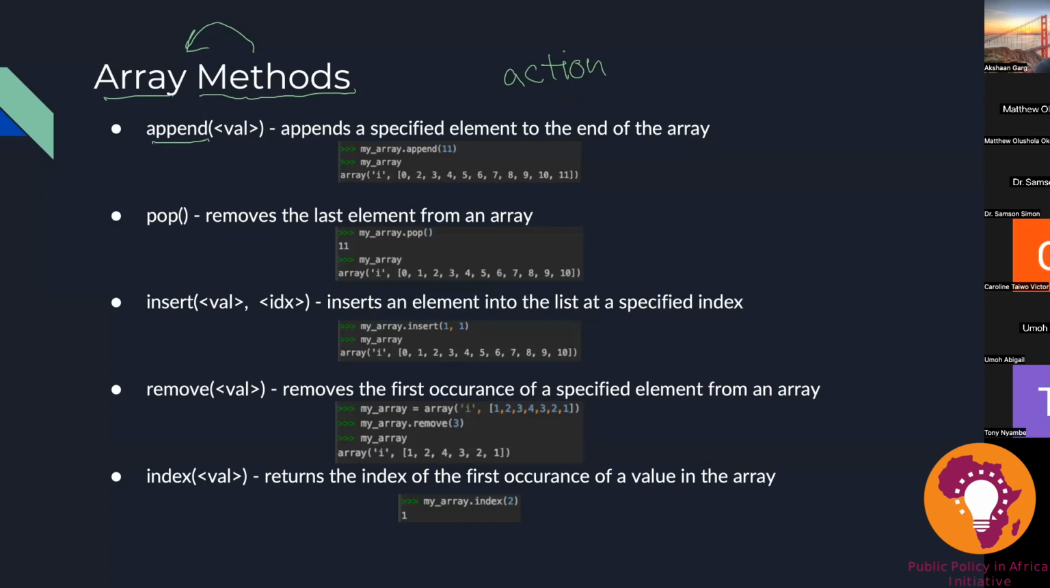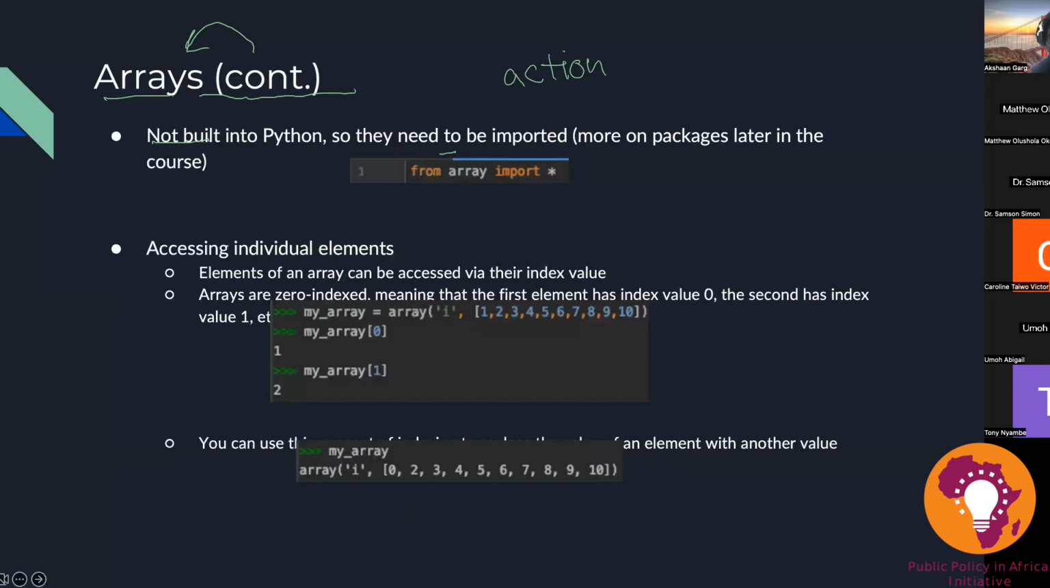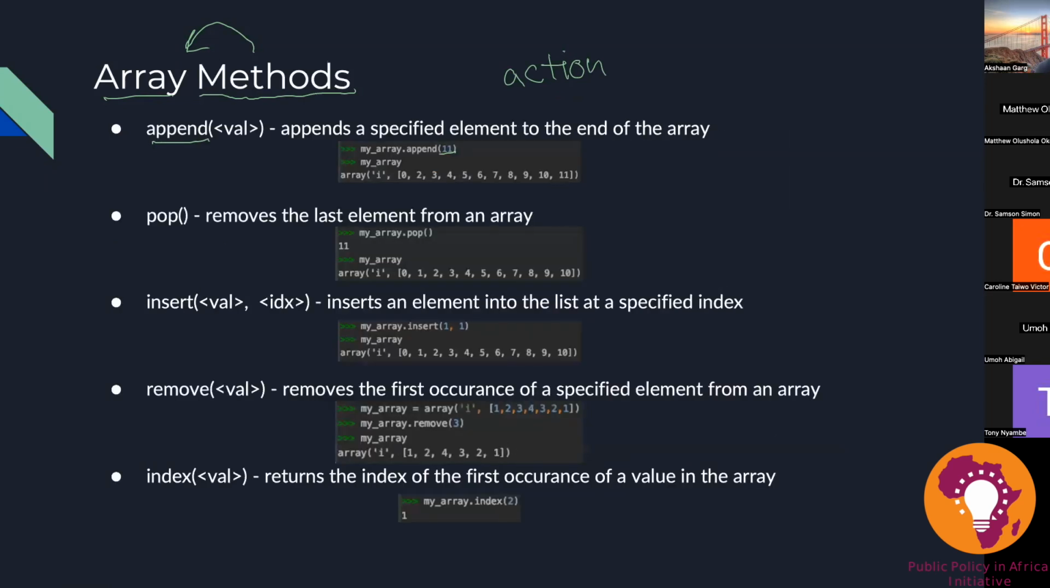So let's see the example over here. What does append try to do? So my array dot append 11, right? If we just sneak back real quick, my array is this array: 0, 2, 3, 4, 5, 6, 7, 8, 9, 10. Now, if we look over here, we did the append action. We did append 11. And this resulted in an 11 being added to the end.